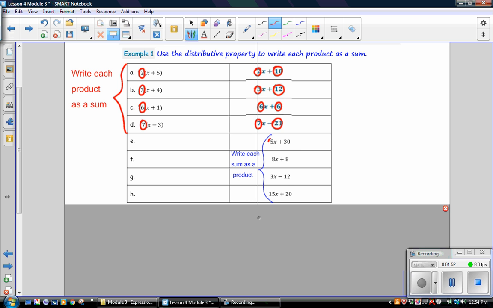Here we have 5x and 30. So we want the common factor in the numerical portion, 5 and 30. They have a common factor of 5. 5 times 1 and 5 times 6. The common factor is what we will be factoring out. So we're going to divide each term by 5.